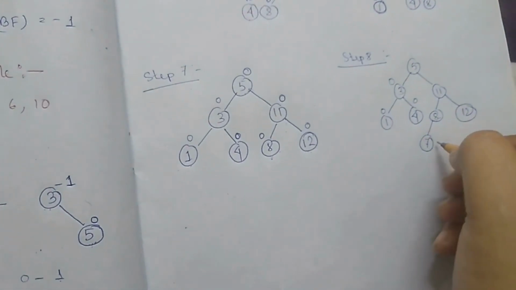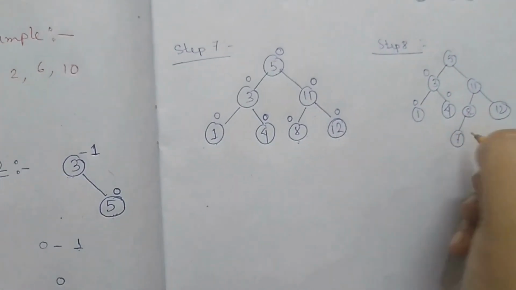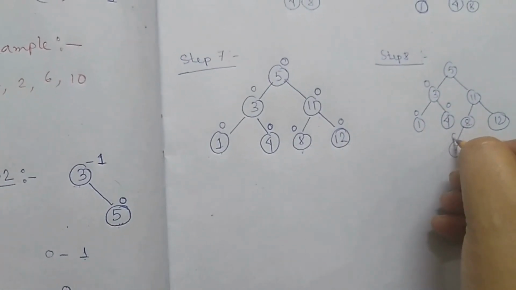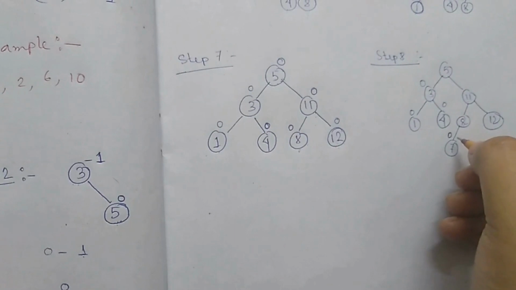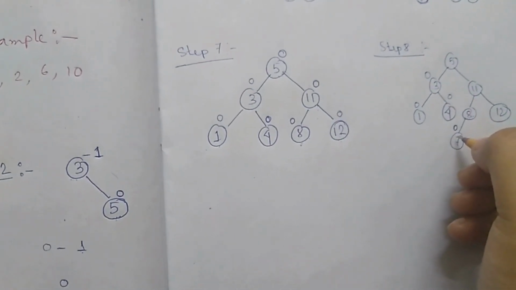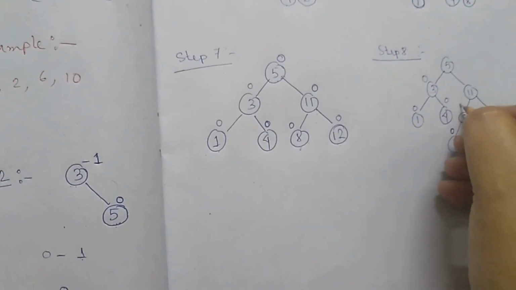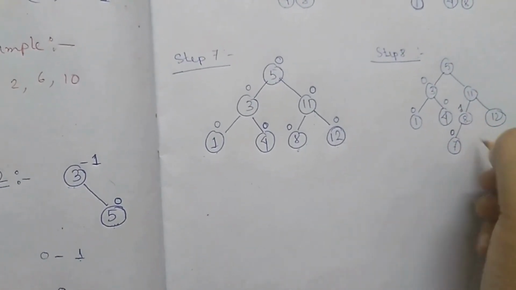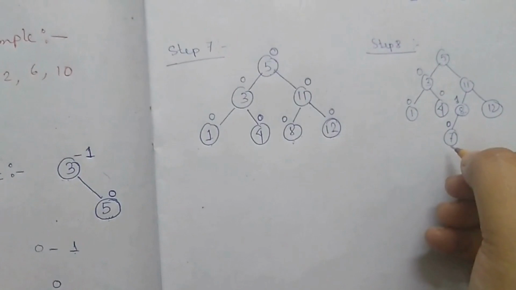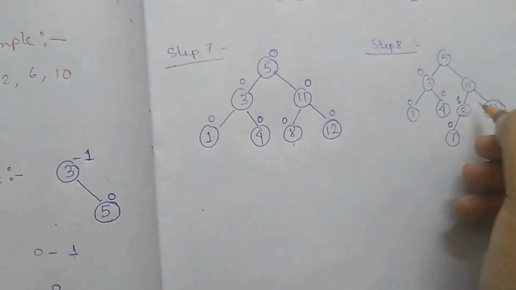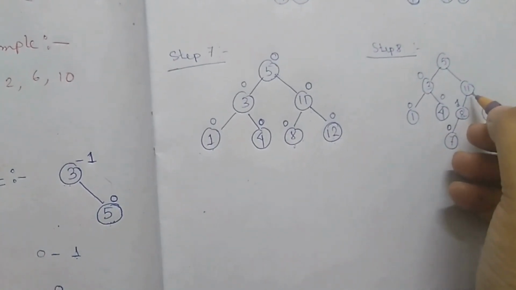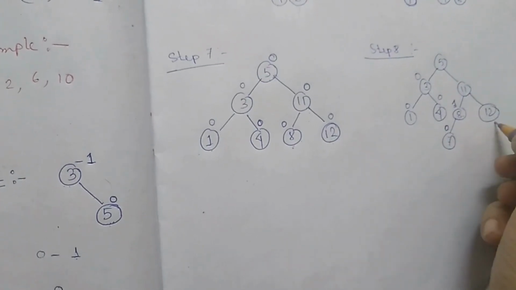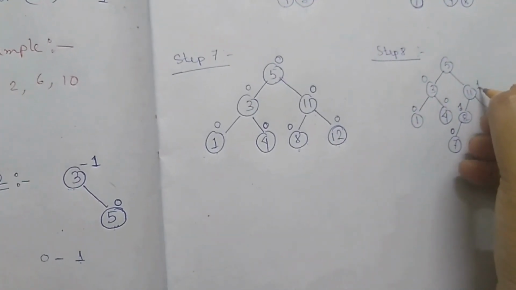Now here we consider the 7 node. We already see that 7 has no left subtree as well as right subtree. For that reason, the 7 value is 0 and the 8 value is 1, because 1 left subtree is here, there is no right subtree. So 1 minus 0, the value is 1. Again we consider the 11 value. In that case, 2 minus 1, the value is 1.